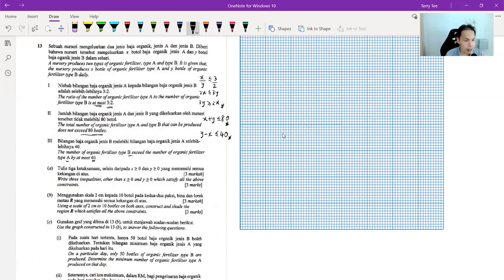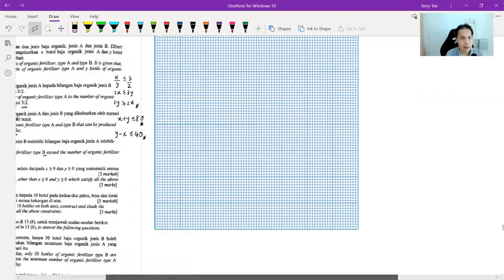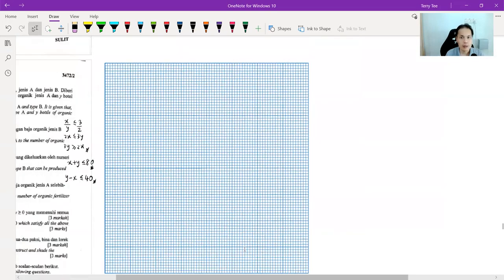I've done all that. Second part, they say using a scale of 2 cm to 10 units on both axes, build and construct and shade the region R. So I think, number one, maybe I will draw a table of values here. I need some space. I'm going to draw my table of values over here. The first graph will be 3y equals 2x. For the table of values, we just use x equals 0, y equals 0.